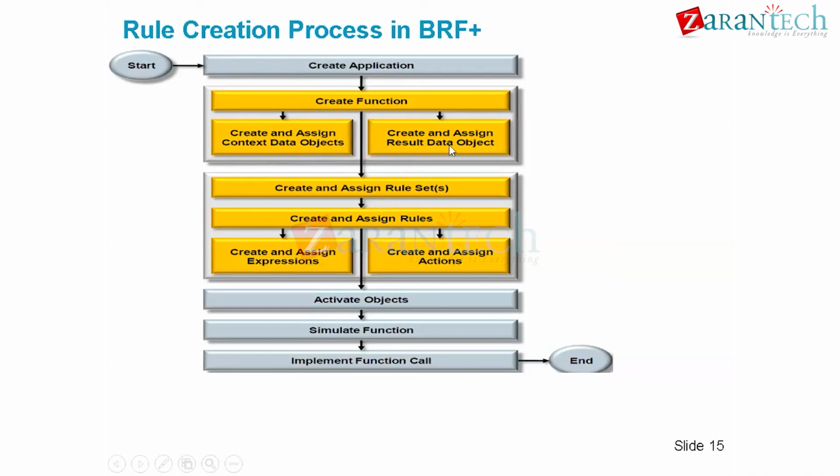Okay. A function has input parameters and output parameters: context as input, result as output. Then create and assign rule sets. A rule set is the combination of multiple rules.